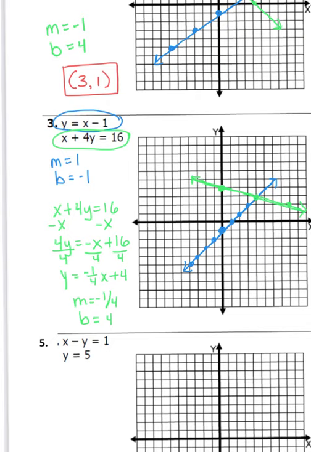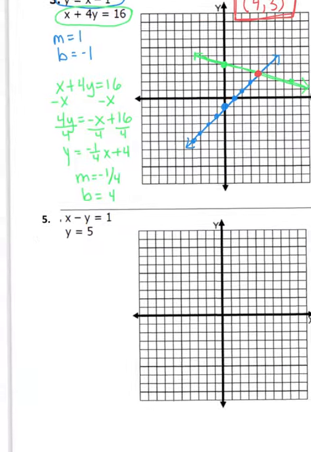Okay, so now the solution to this system of equations, again, is where the two lines intersect. So this is my intersecting point right here. If I write that as an ordered pair, that's 1, 2, 3, 4, 1, 2, 3. So my ordered pair is 4, 3, where my x value is 4 and my y value is 3, and that is my solution to those equations. Okay, let's go on to number 5.